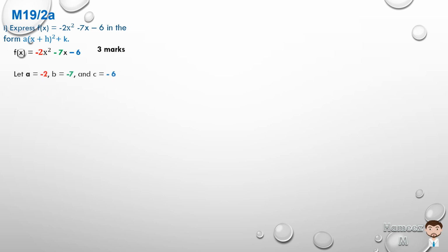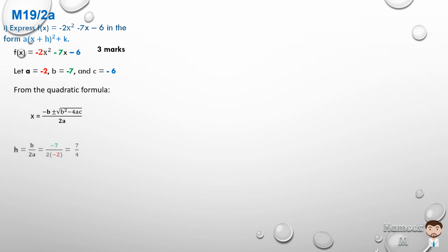So let a be equal to minus 2, the same color as above for us to follow what's happening. b is equal to minus 7, and c is equal to minus 6. So we've already found a is equal to minus 2. We just need to find h and k. So from the quadratic formula, x is equal to minus b plus or minus the square root of b squared minus 4ac all over 2a. h is equal to minus b over 2a. It comes directly from the formula.